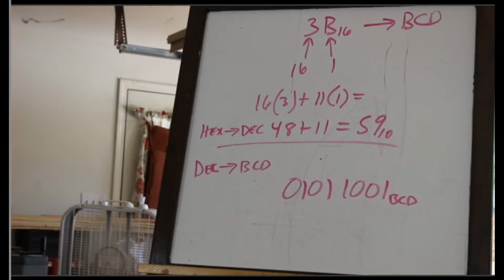Pretty straightforward. I could do that from any number system, convert it, and then as long as I get into decimal, I can go to BCD. Okay? All right, let's keep moving on.